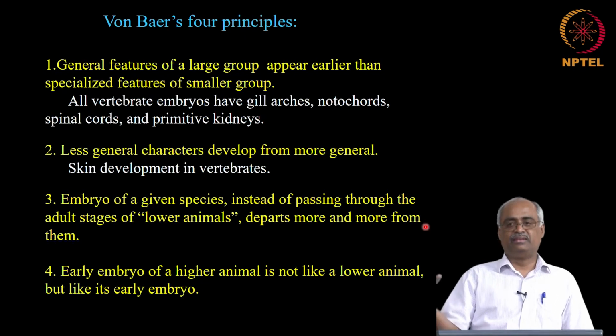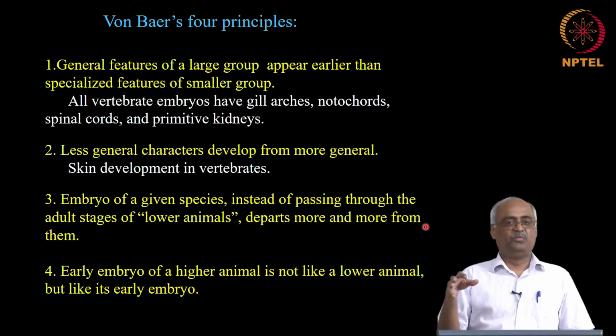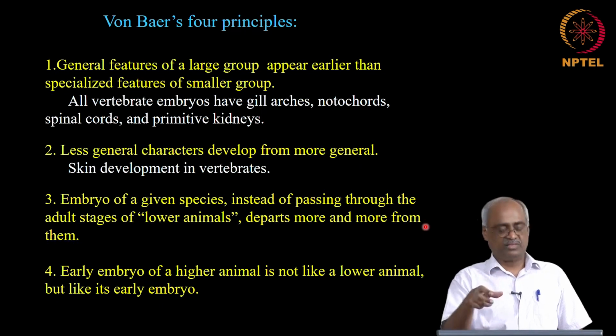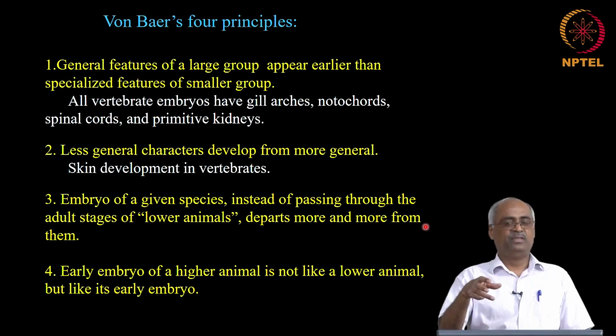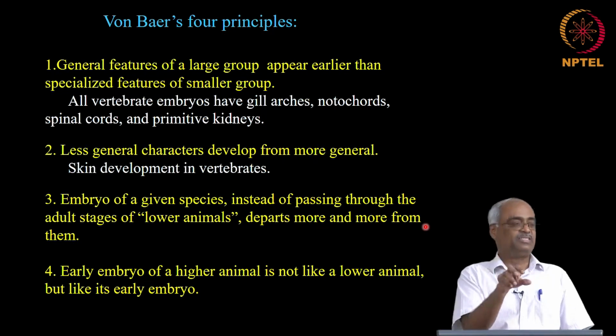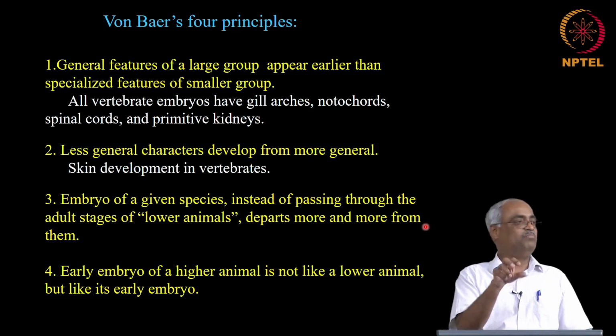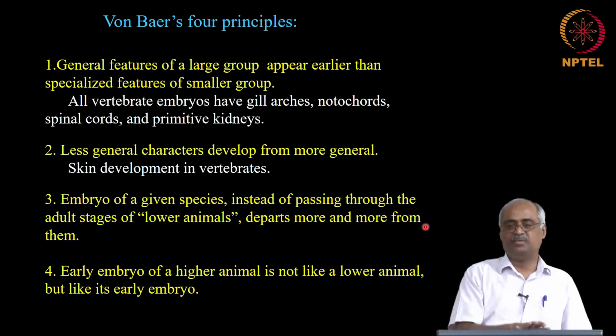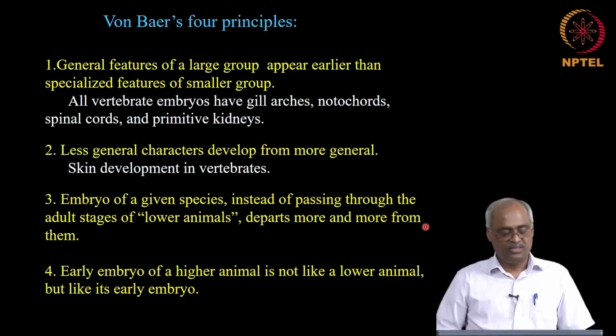And the main thing that came out of that is, when you want to look for evolutionary connectedness, like if you want to find which organism is evolutionarily more closely related to which other organism, the right stage of life cycle to compare is the embryonic stages and not the adult stages, and that idea comes from von Baer's principles. So let us at least look at the first 2 principles today, which are quite easy.